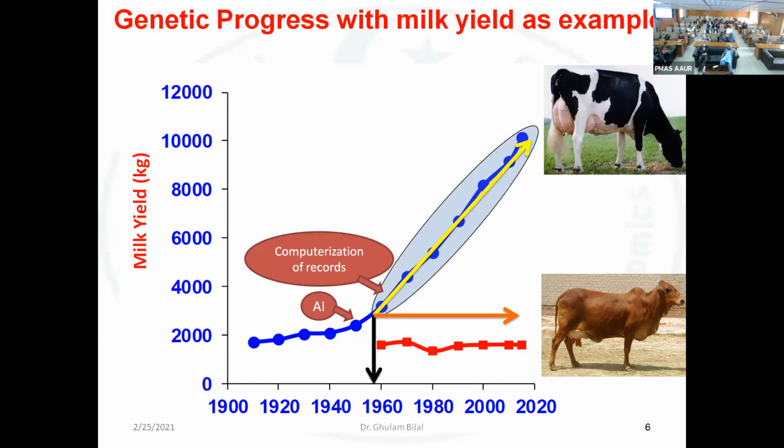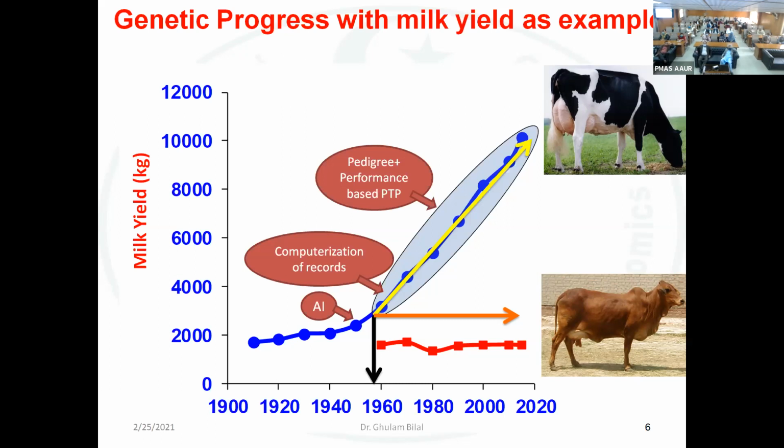And then around 1970, computers came and computer power came. So we started computerizing our data in North America. And they started recording milk around 1900. So they started computerizing and analyzing this data and identifying the best animals. And the cow which we are seeing right now, this was due to pedigree and performance recording.